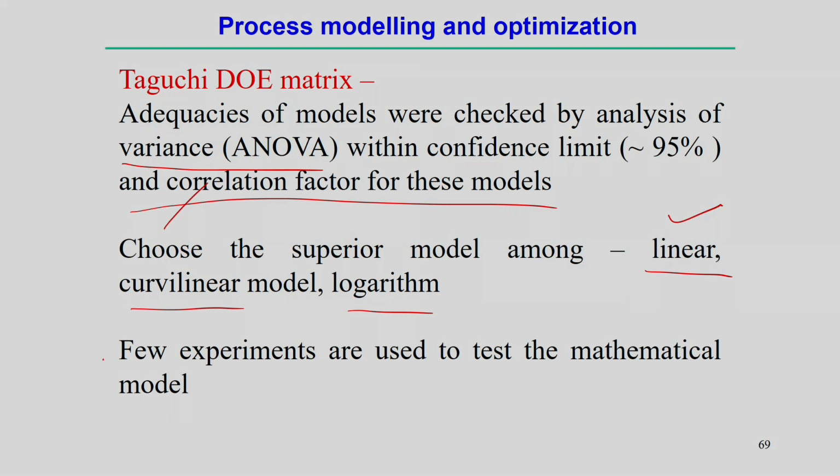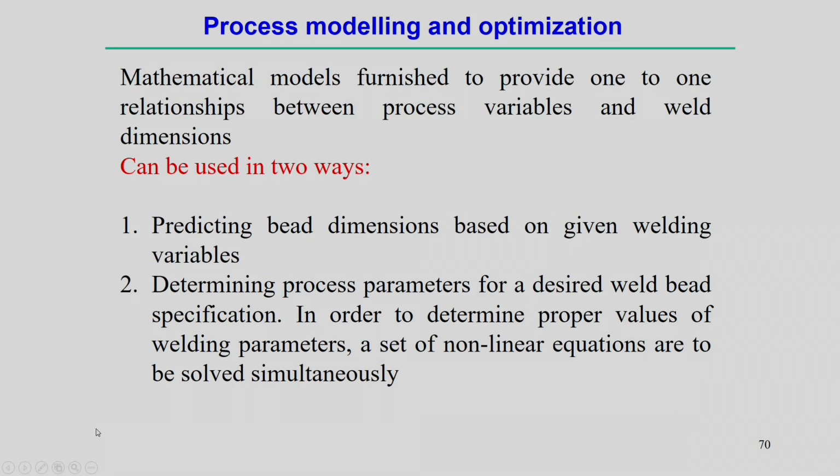After we establish the relation between the input and output parameters, a few experiments are needed to test the mathematical model, whether it is giving the right output or not. That is how you can validate this relation. So, mathematical models provide a one-to-one relationship between the process variables and the weld dimensions, and can be used in two ways.